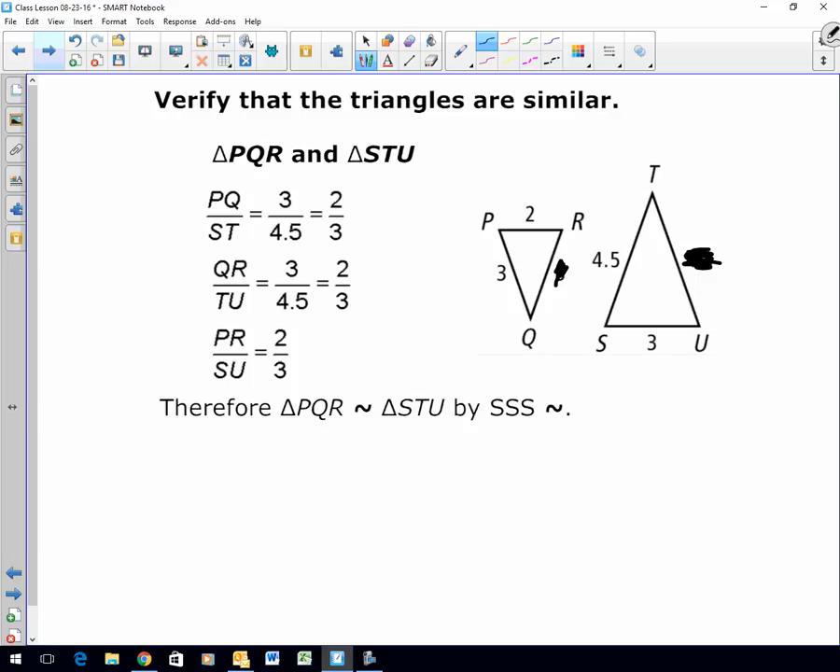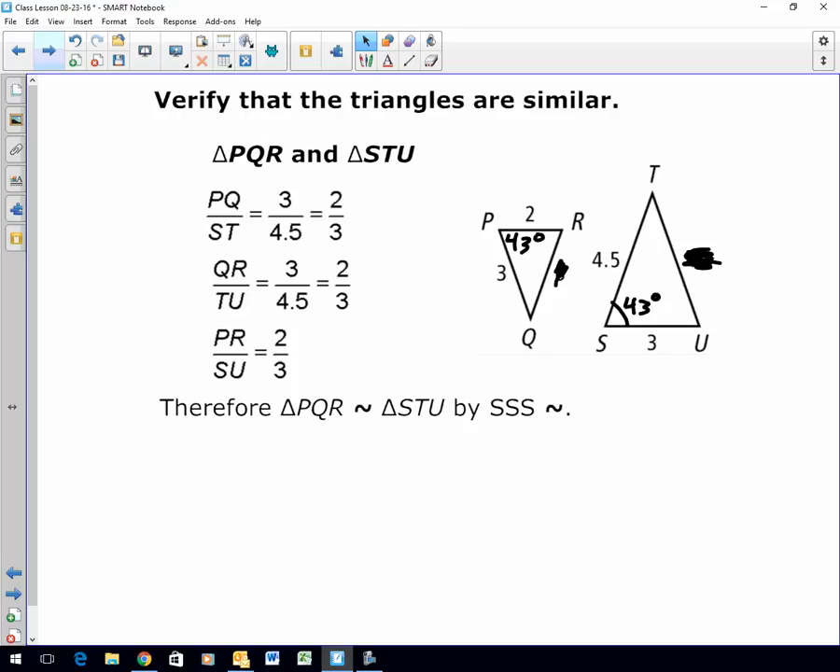But okay. What if I had this? What if this was 43 and this was 43? What theorem, Douglas? Very good. Okay. Now all of a sudden I've got to do my math here. P to Q is 3. S to T is 4.5. 2/3, right? P to R is 2. S to U is 3. 2 over 3.